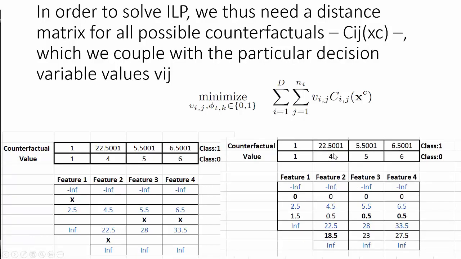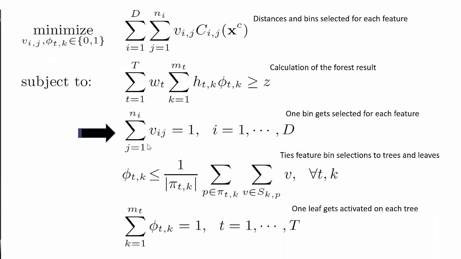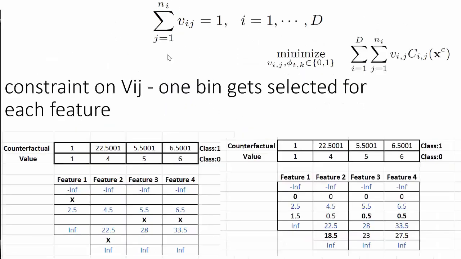So what Cj is about is exactly this matrix of distances. For instance, if our change to the second feature would not be from 4 to 22.5, but from 4 to 4.5, or rather 4.5001, because the bin starts from above 4.5, this feature would have to be changed by at least, or rather more than, 0.5 to be very exact. So this distance matrix is Cj, and we couple it by multiplying it with Vij, the decision matrix regarding the bins that have been switched on for different features. Vij is this matrix, Cij is this distance matrix.